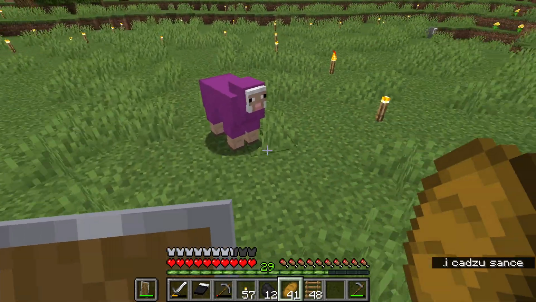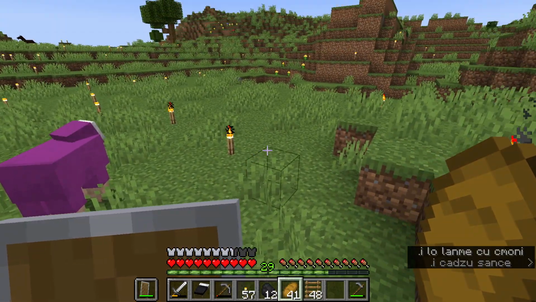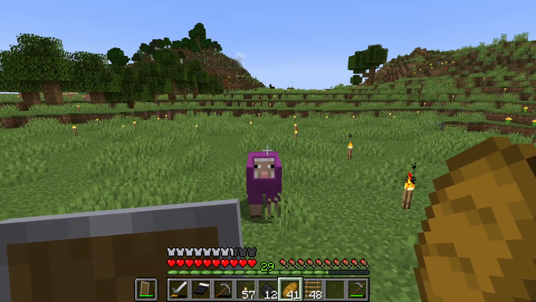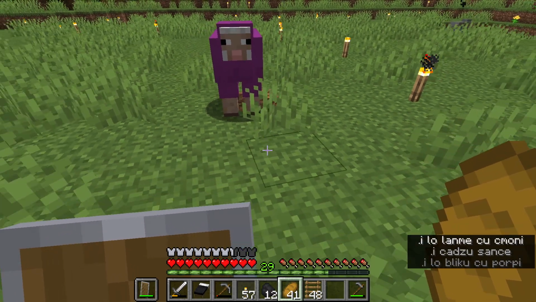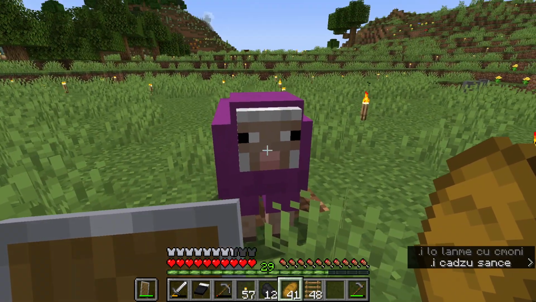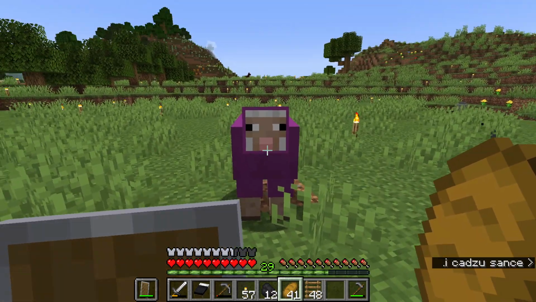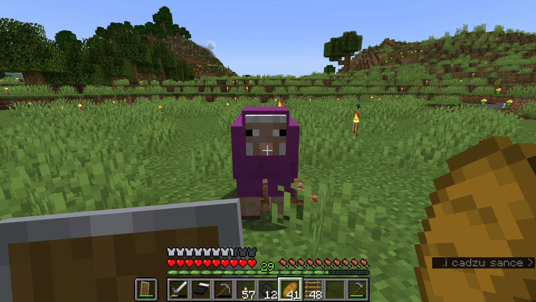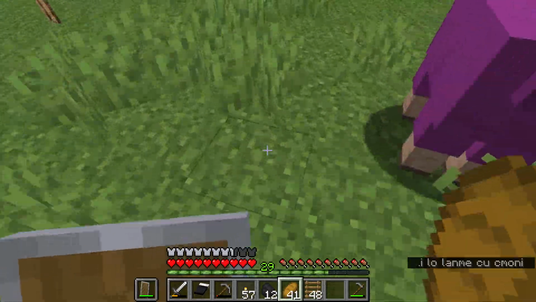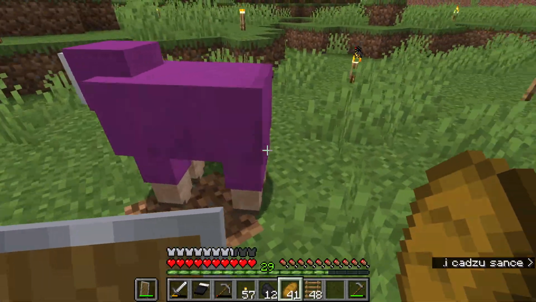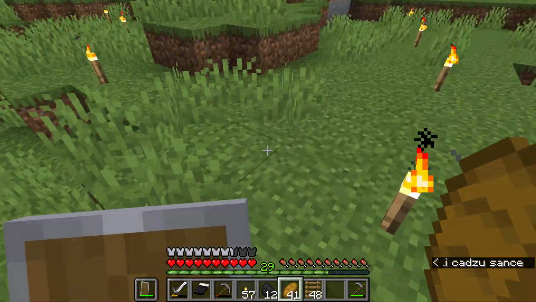And here's a sentence: i mi, i mi, i ti. Those are sentences with just a pronoun. That's fine. And you can have a sentence with just a noun made with lo. I lo lanme. So that's just a sentence with just a noun, a sheep.